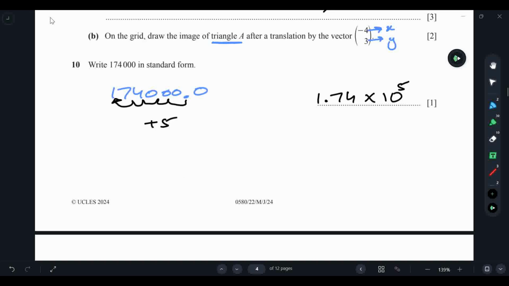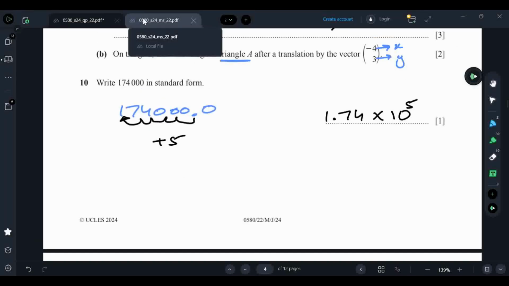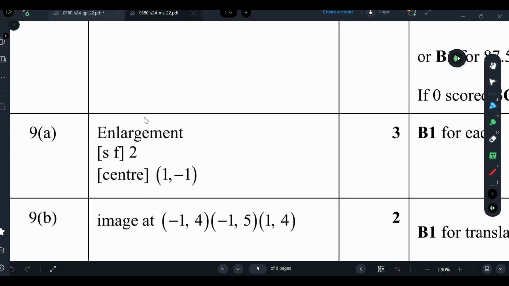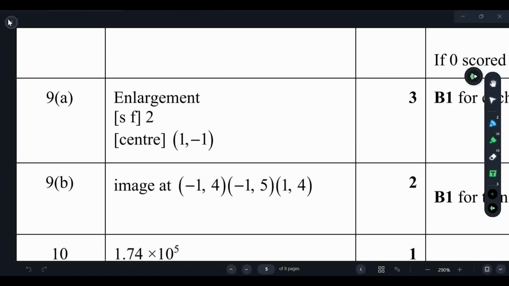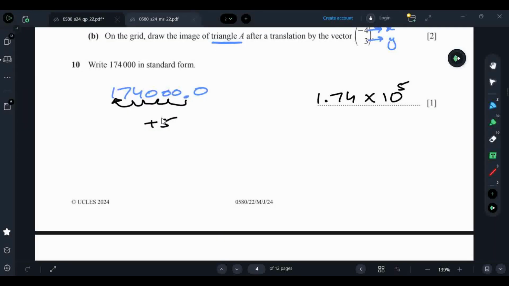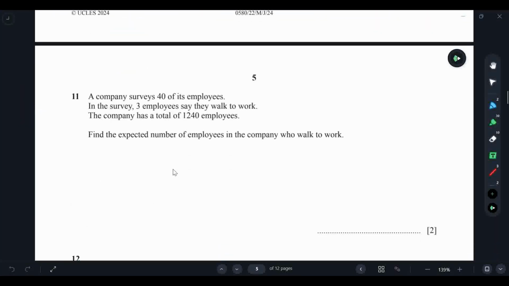Let me check the answer again. Question number 10. Yes, 1.74 multiplied by 10 raised to power 5. Okay, let's move to question number 11.